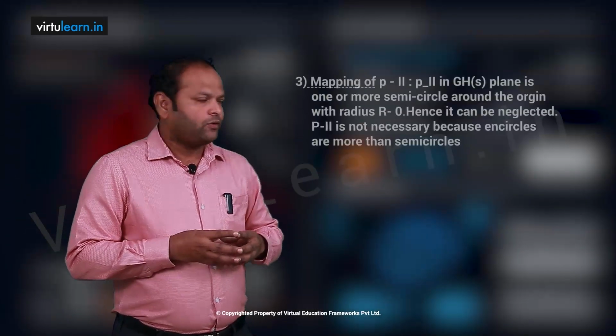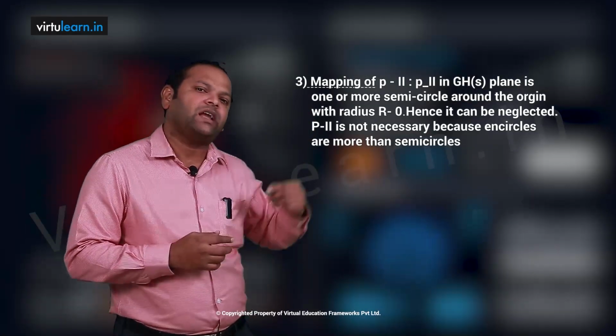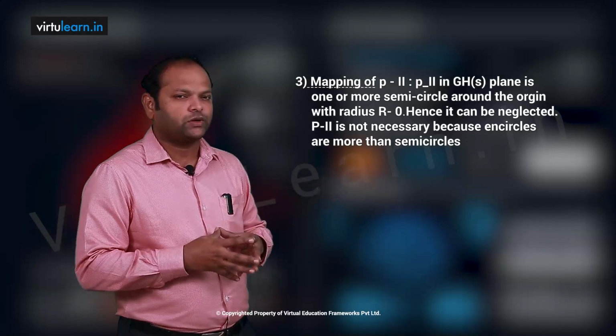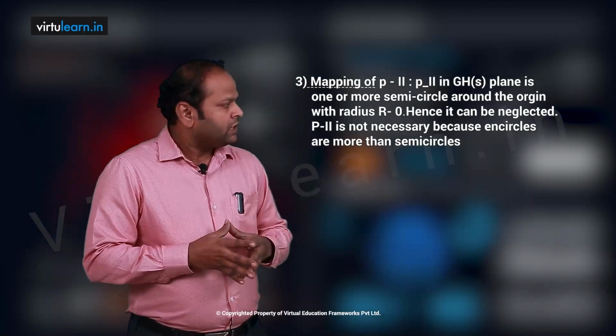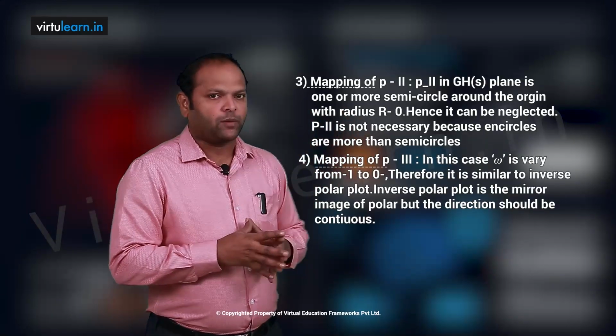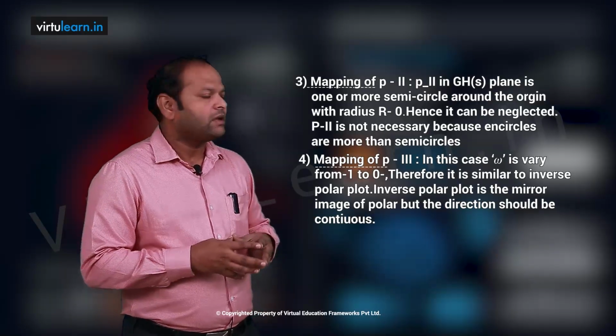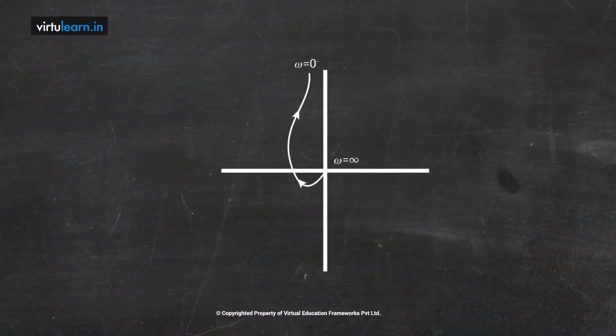Next, mapping of path 2. We know that the mapping of path 2 is one or more semicircles around the origin with radius r tending to 0. So simply we can ignore it. And mapping of path 3. The mapping of path 3 is the inverse polar plot. The inverse polar plot is the mirror image of the polar plot where the direction is continuous. So the polar plot is this, the direction is going towards the origin, then we need to take the mirror image with respect to the x-axis. So that will be like this.